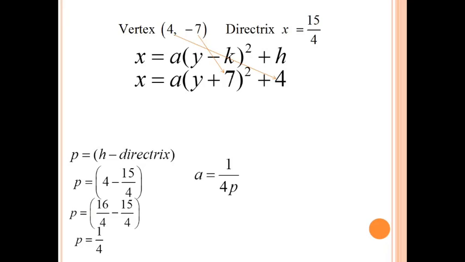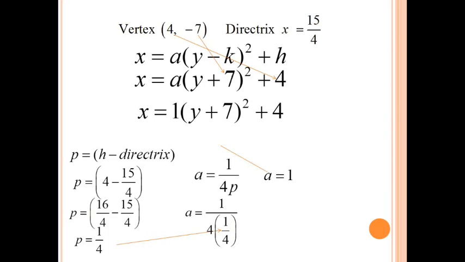Remember, a is equal to 1 over 4p. So a is equal to 1 over 4 times 1/4, because we replaced the p with 1/4, giving us a is equal to 1, because 4 times 1/4 is 1, and a equals 1 over 1, simplified, is simply 1. We fill in our equation, resulting in our solution.